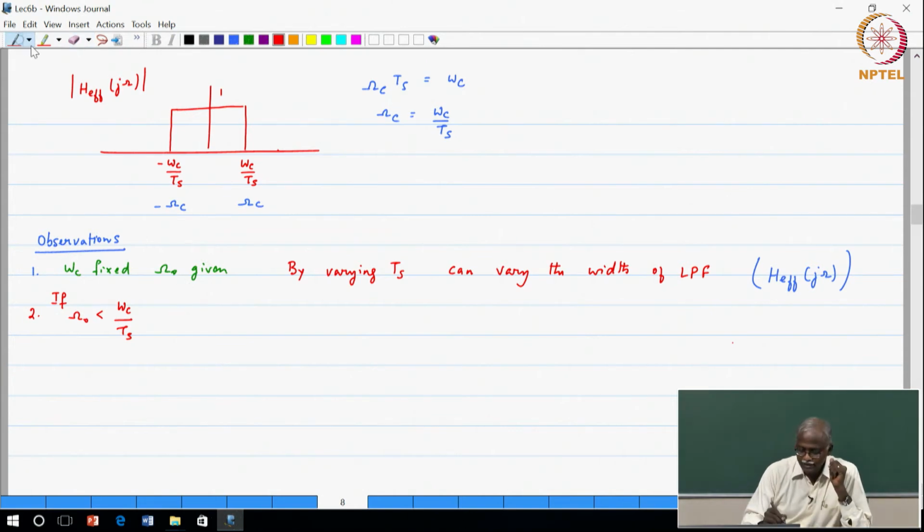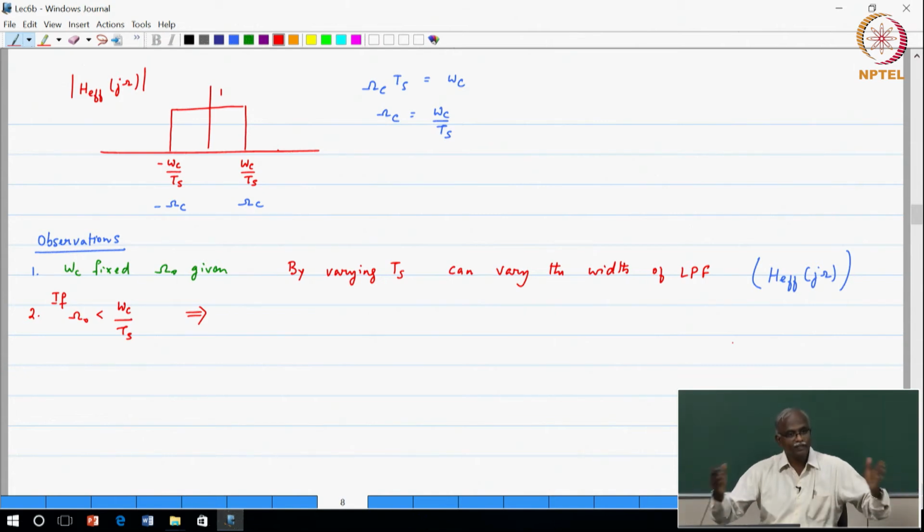This would mean that there is no filtering. Why? Because the omega by Ts is wider than omega naught, your input signal. So, basically your input signal will go through and come out at the other end with nothing happening to it. Again, interesting observation, because you can choose to not filter in the process. Even though it is going into a filter, you can make sure that nothing happens to the input signal. Basically, this means that there is no filtering.